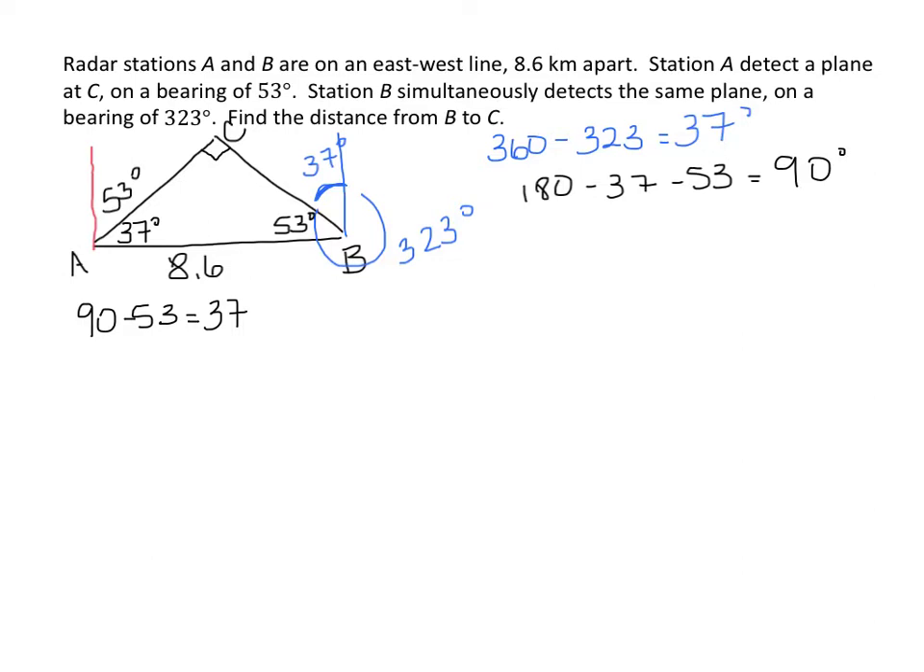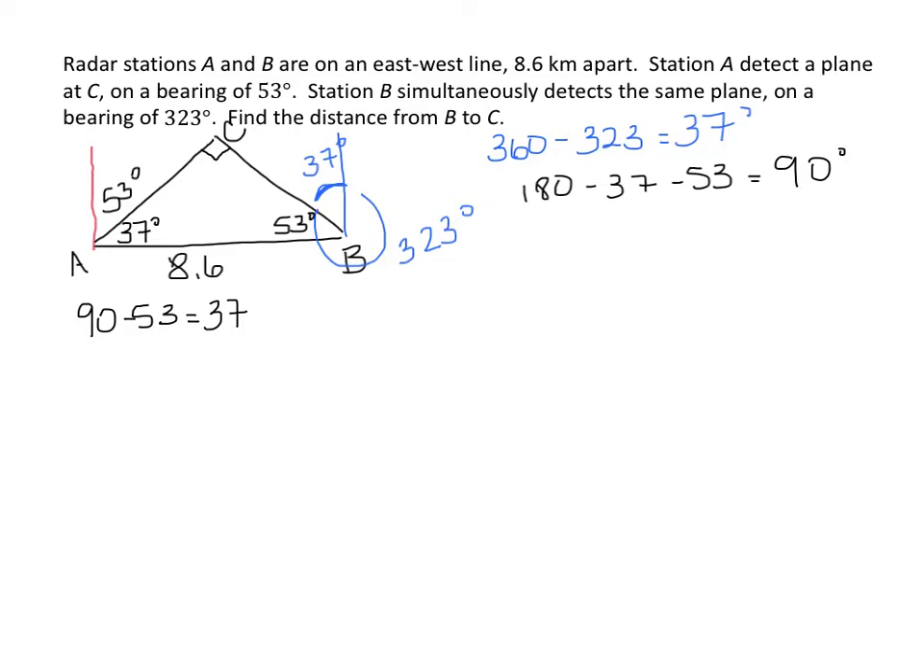So if we're looking for the distance from B to C, we can actually use our rules for right triangles to do that, meaning we can use SOHCAHTOA. Whether you would prefer to use sine or cosine actually doesn't matter. Remember that this 8.6 is actually your hypotenuse because it's opposite the right angle. I will choose to use the sine of 37, not for any particular reason, but the sine of 37 is going to be my distance from B to C.